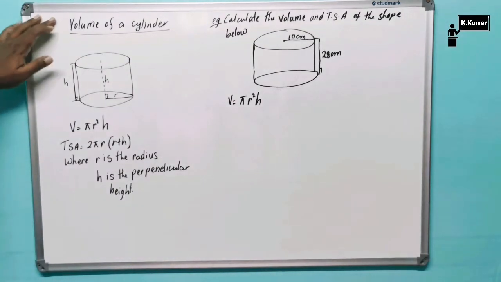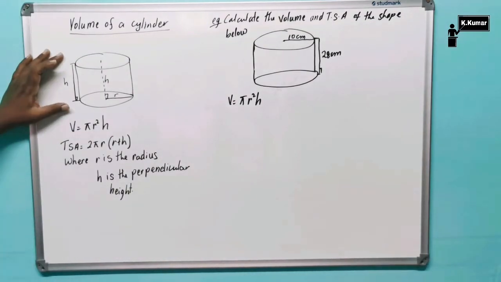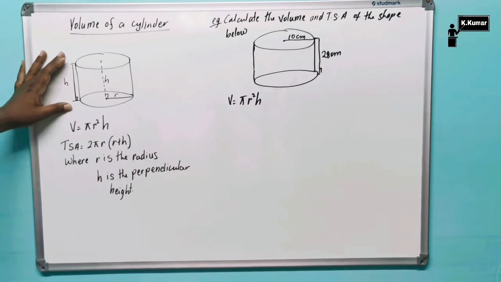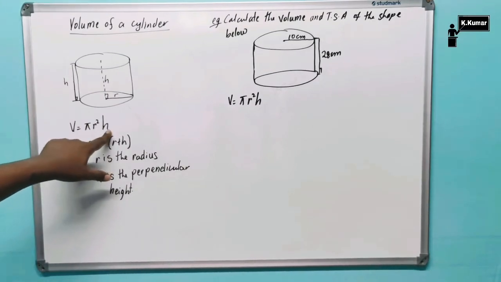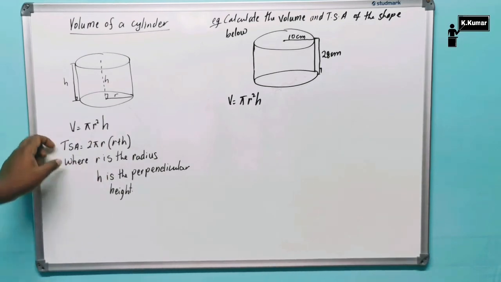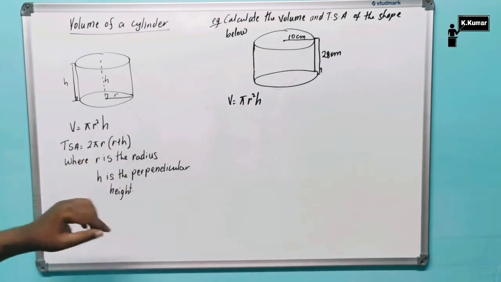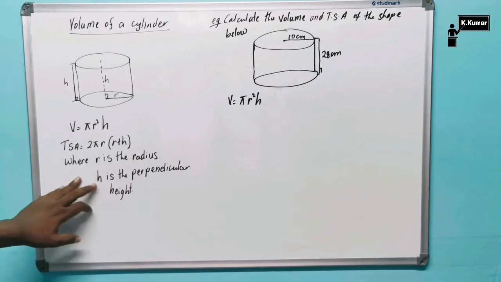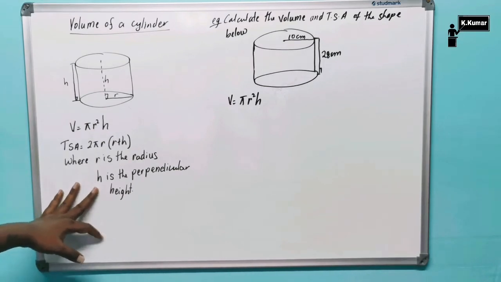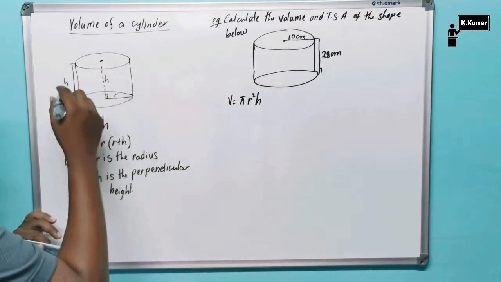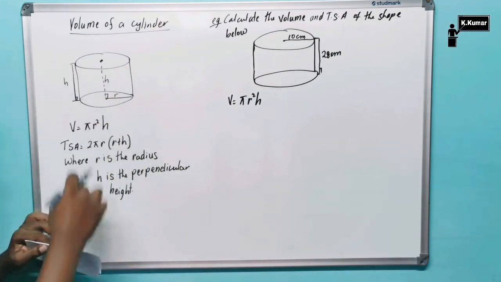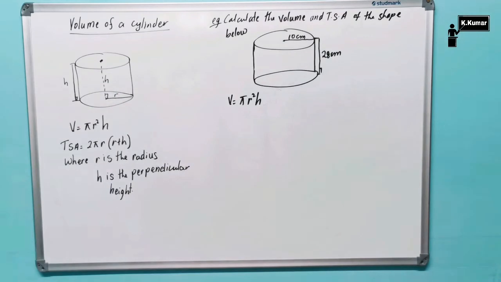So we have here the volume of a cylinder. So you have a cylinder here. The formula to find the volume is V equals pi r squared h, and the total surface area is 2 pi r into r plus h, where r is the radius and h is the perpendicular height. Remember, perpendicular height is the one that comes straight down and forms a right angle, so it's either given inside or it's given outside. You have an example.